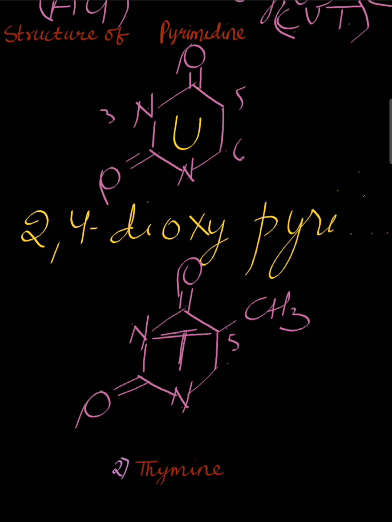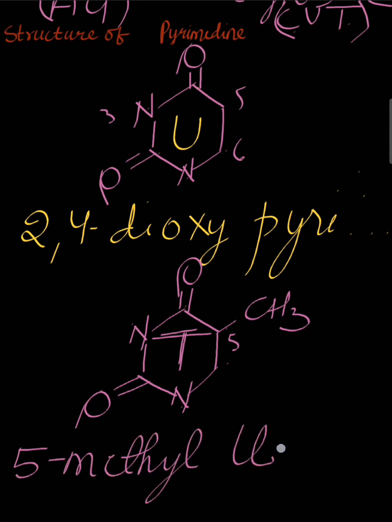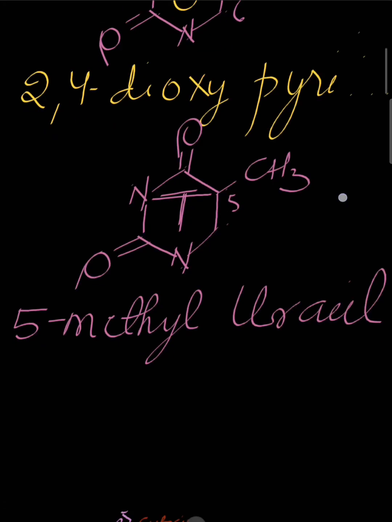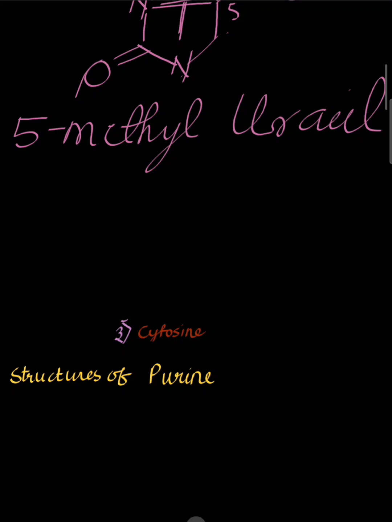Now, thymine can be written as 5-methyl uracil. Do you think I can write this? Yes. Okay, so let's do the other one remaining, that is cytosine.